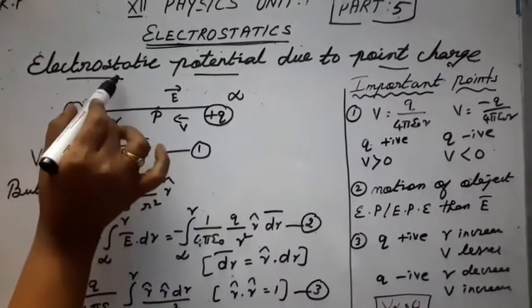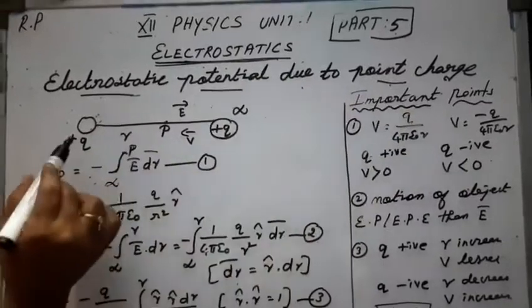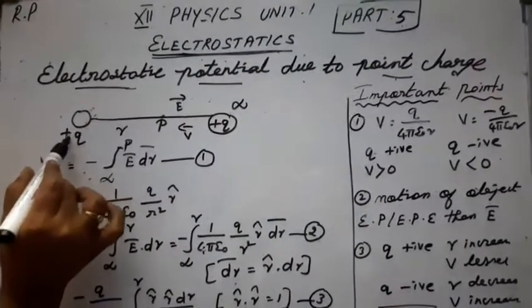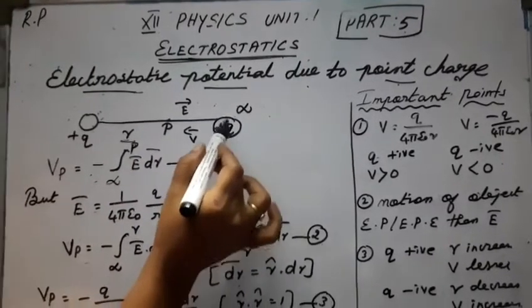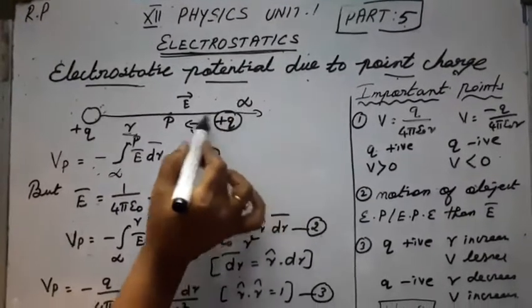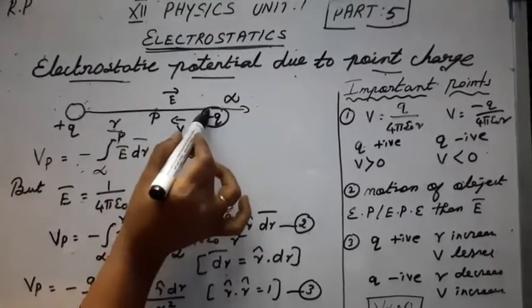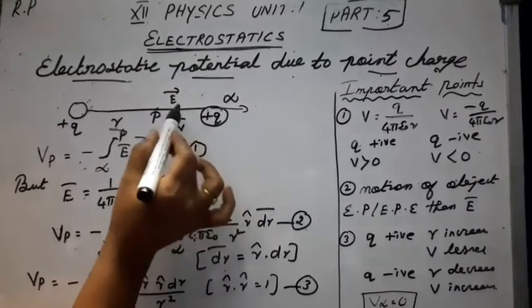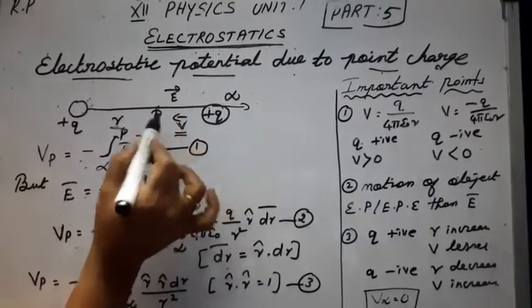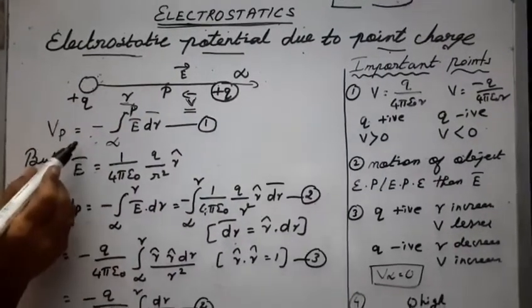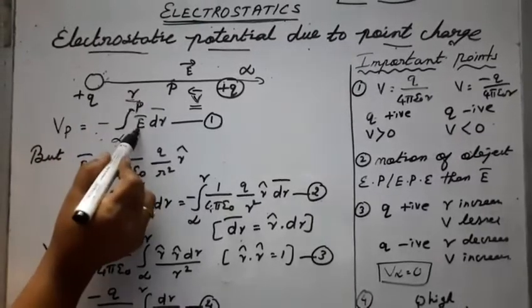Now in this class we will discuss electrostatic potential due to a point charge. Here a plus q charge is there, and at distance r there is another point P, with the other charge at infinity. The charge is coming from infinity to point P with constant velocity, and the electric field is in the opposite direction. Now the electric potential equals minus the integral from infinity to P of E vector dot dr vector.